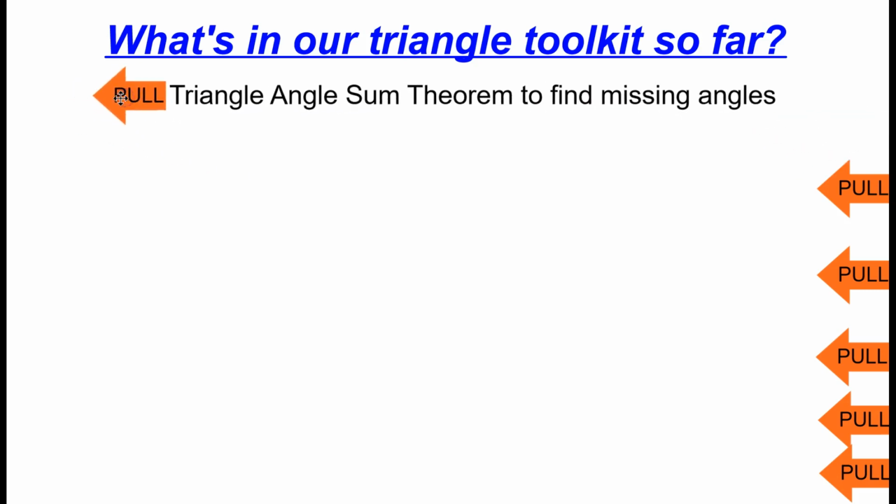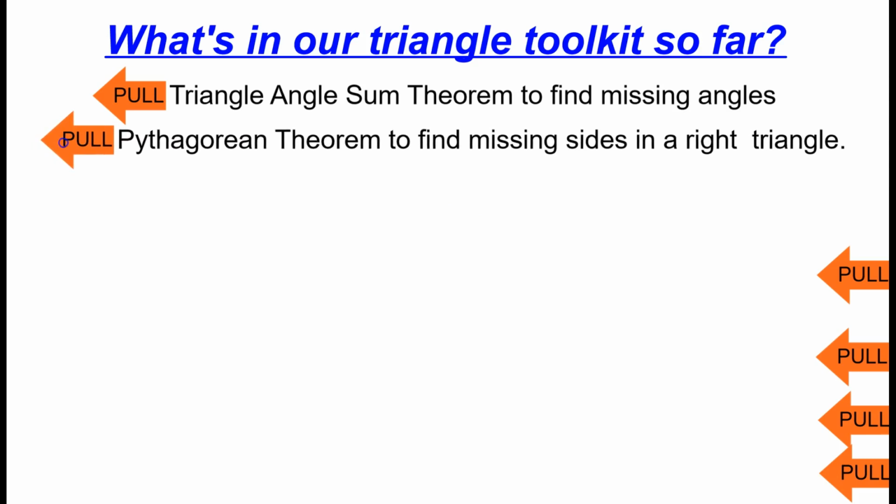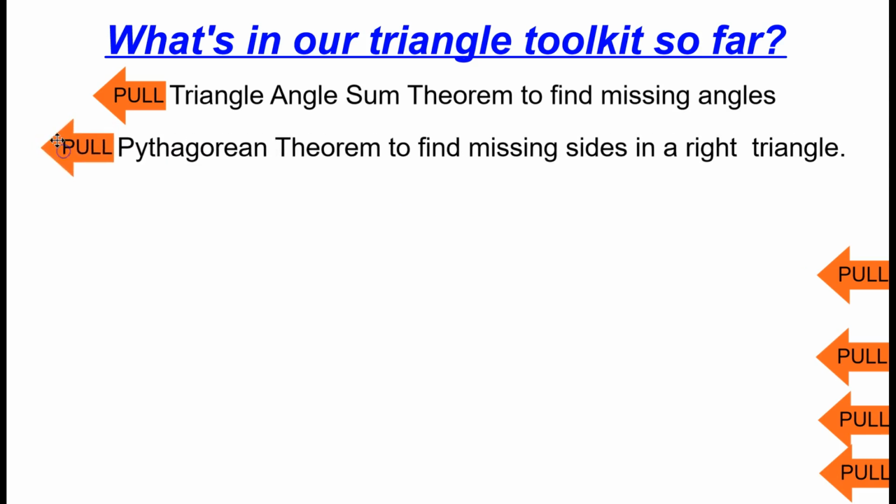Well, we have the triangle angle sum theorem to find missing angles in a triangle. If we know two of them, we can find the other one because they have to add up to 180. And all of these things I'm going to talk about are tools that help us find missing measurements in triangles, side lengths or angle measures. What else? Well, we have the Pythagorean theorem to help us find missing sides in a right triangle. And again, that one is specific to right triangles.